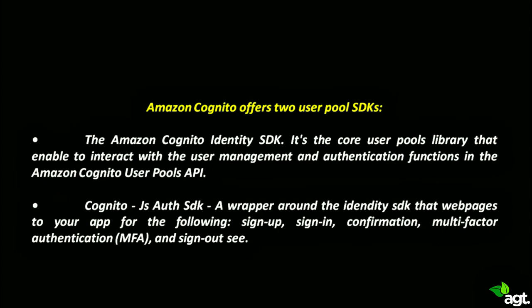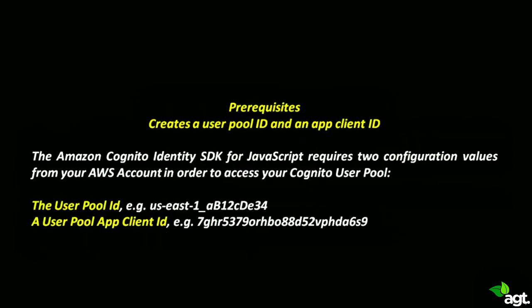Amazon Cognito offers two user pool SDKs. Number one is the Amazon Cognito Identity SDK. It is a core user pools library that enables you to interact with your user management and authentication functions in the Amazon Cognito User Pools API. And the Cognito JS authentication SDK is a wrapper around the Identity SDK that adds web pages to your application for sign up, sign in, confirmation, multi-factor authentication, and sign out.